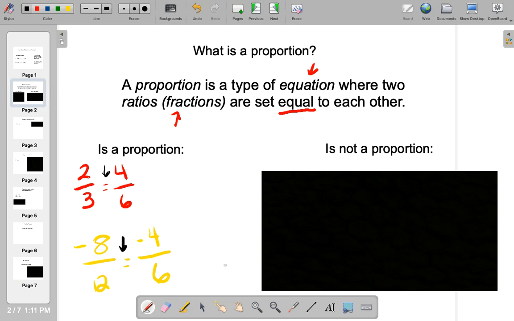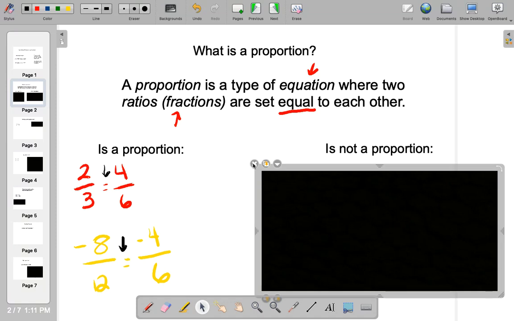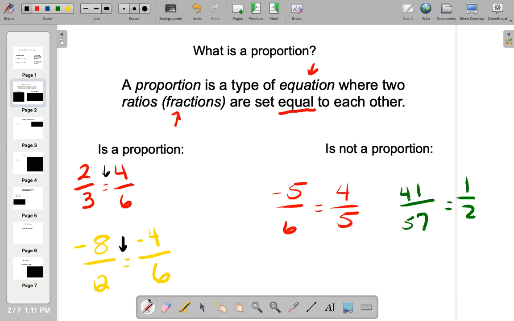Very, very important. Now, a couple examples of non-proportions would be anytime you have two fractions set equal to each other that are not equal. 5/6 and 4/5 are not equal, so they are not a proportion. Same thing with 41/57 and 1/2, not a proportion.